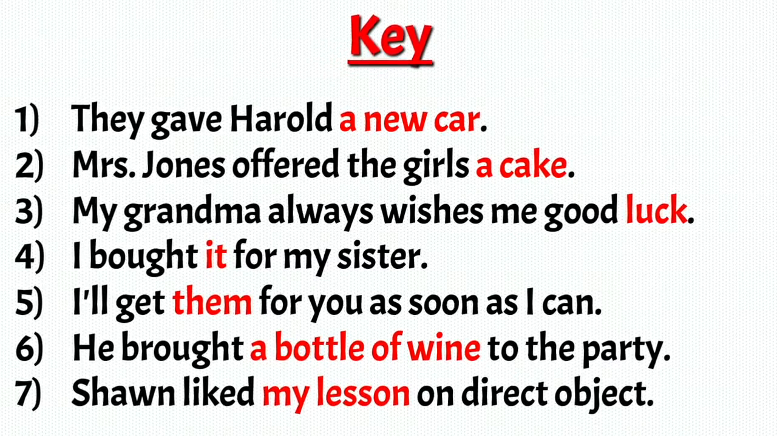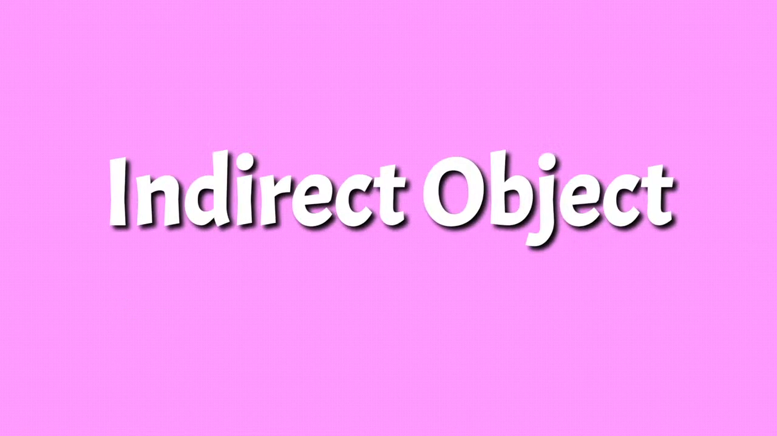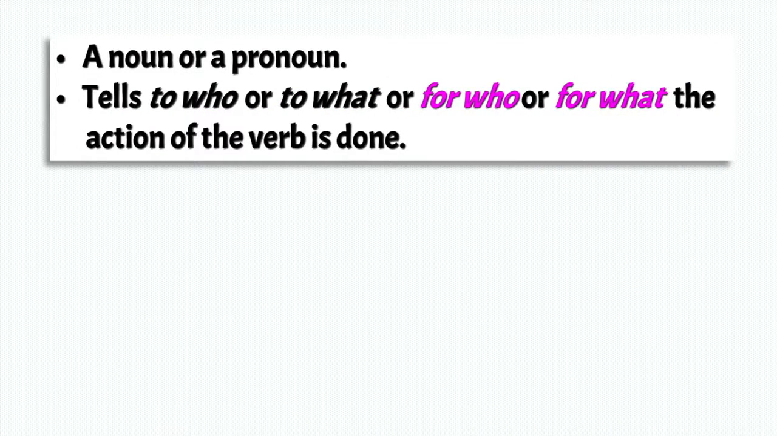Great! So now that we have the direct object, let's look at the indirect object. So it is a pronoun or a noun that tells to whom or to what or for whom or for what the action of the verb is done.